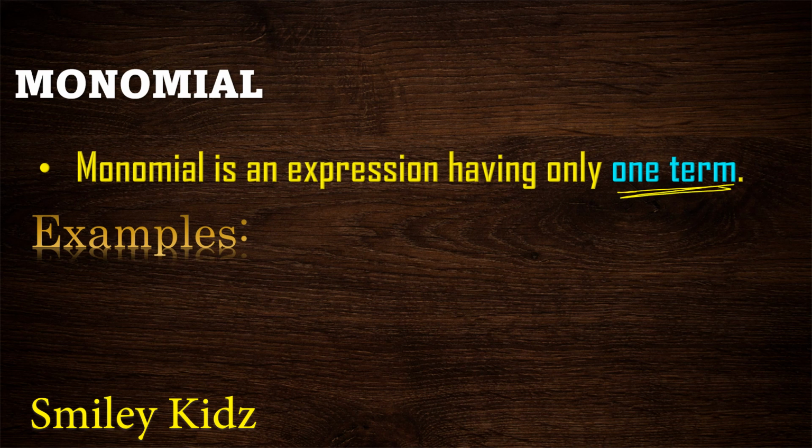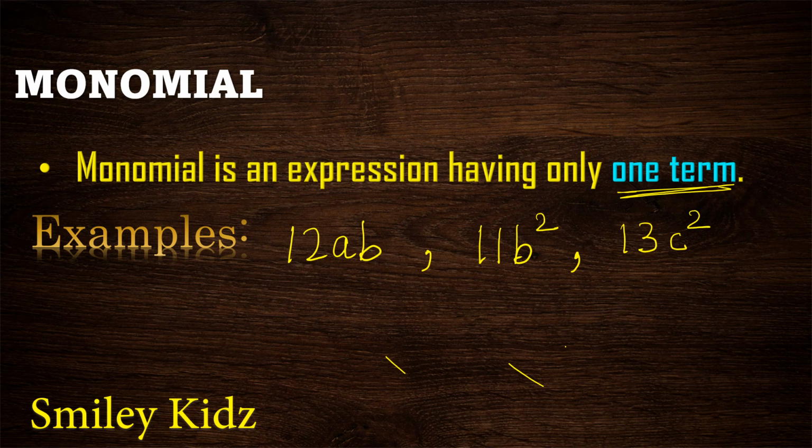Let me give you a few examples. 12ab. This is one term. It is a monomial. 11b square. This is one term, which is a monomial. 13c square. This as well has one term, that is a monomial. All these are monomials because they have only one term. So they are called monomials.